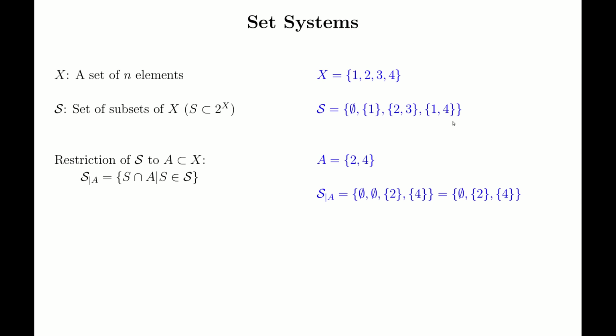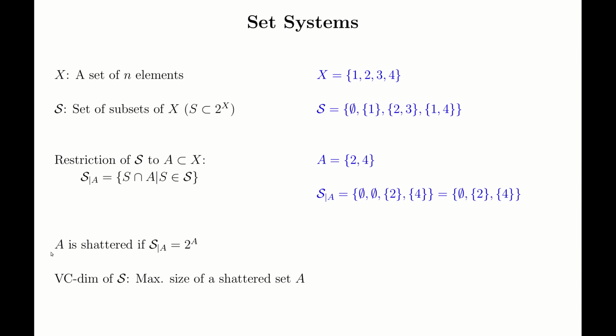subsets of X. Next, we need to look at the concept of a restriction. The restriction is defined like this mathematically, but another way of looking at it is like this. For every subset included in S intersected with A, the resulting subsets will define the restriction. You can see that these intersections will be, in this example, the empty set, the set 2, and the set 4.